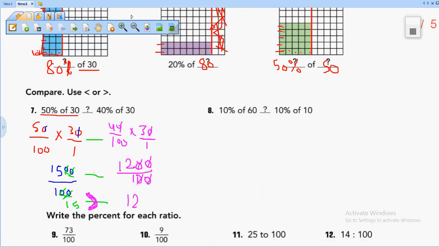Now, look at the second question here. 10% of 60. I can see 10 times 60 out of 100. I can put it direct. I will cancel the first and second 0 by the first and second 0. 1 times 6 is 6 over 1. It's 6.